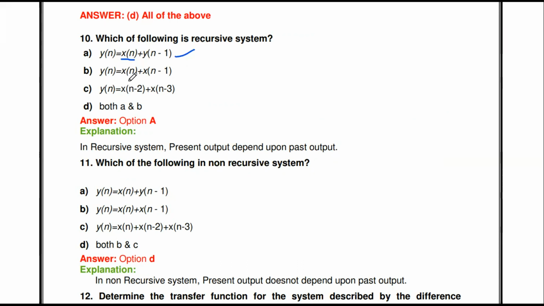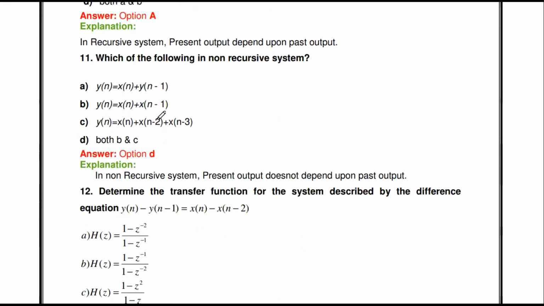In the second one, y of n equals x of n plus x of n minus 1. X of n is the present input. X of n minus 1 is the previous input, that is, the past input. So from this equation, the output depends only upon the present input and previous input. In this, there is no y of n minus 1, n minus 2 term. So it is a non-recursive system. Similarly, this is also non-recursive. So A is the answer. Why A? Because the present output depends upon the present input as well as the past output. So this is the correct answer.